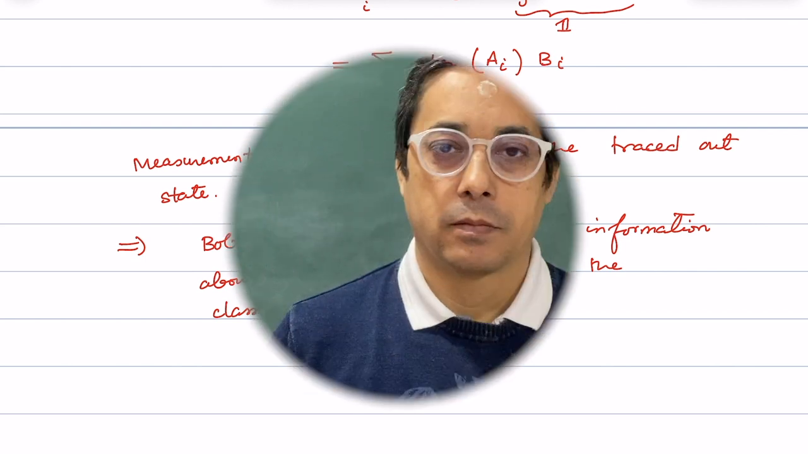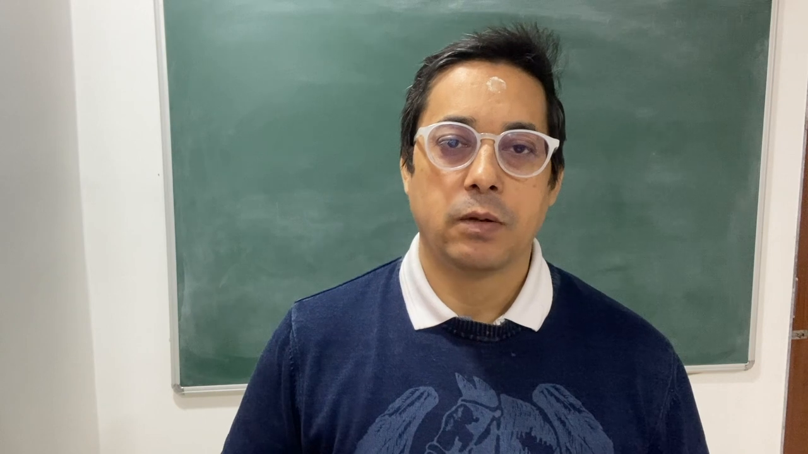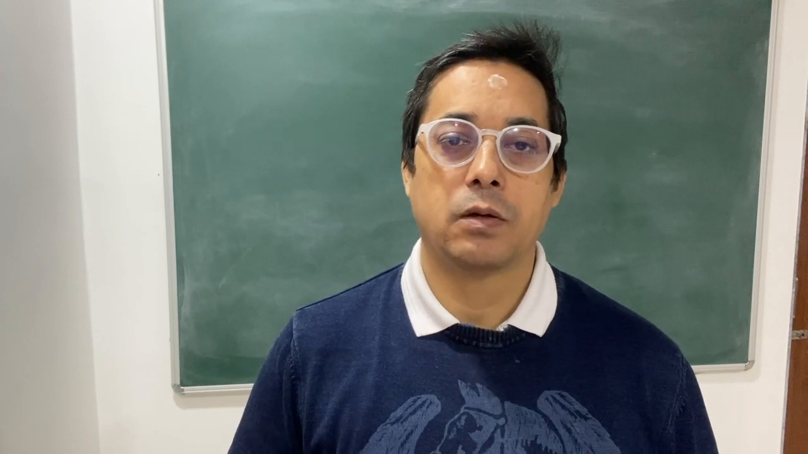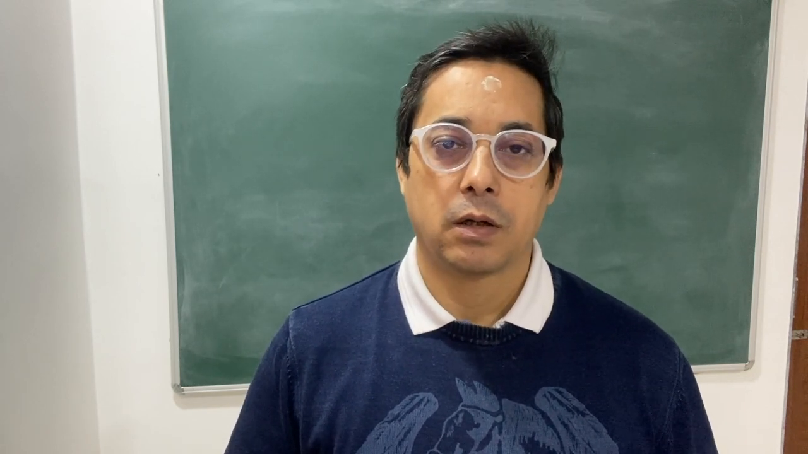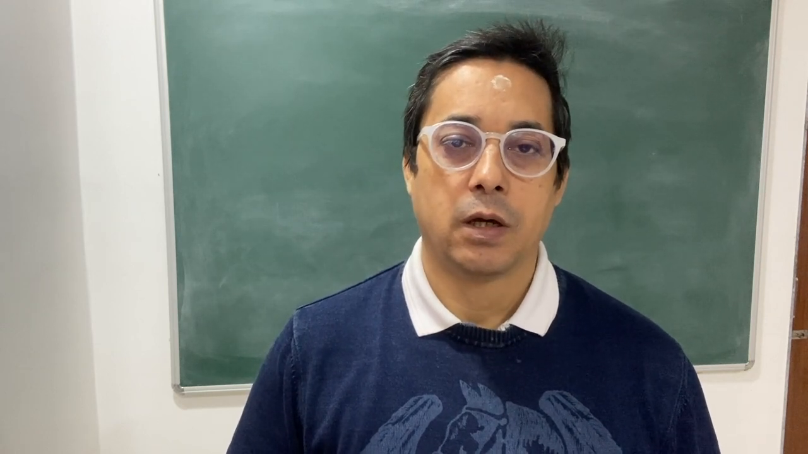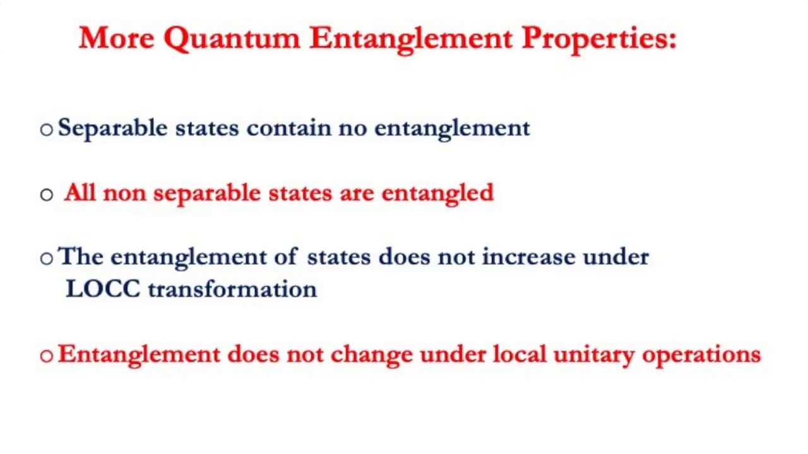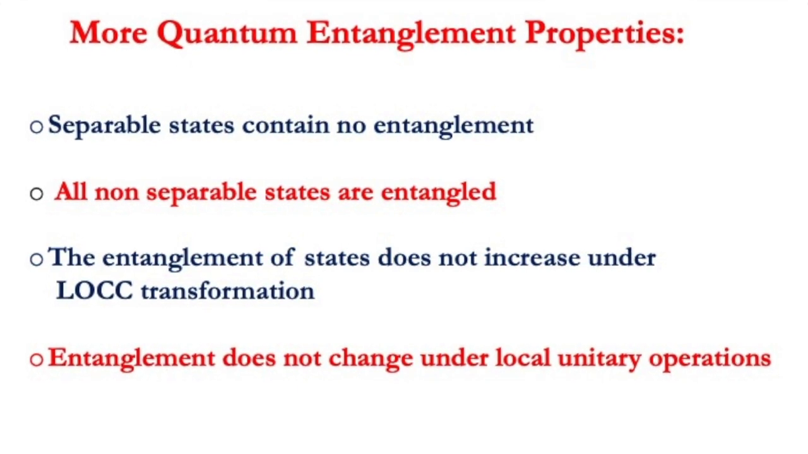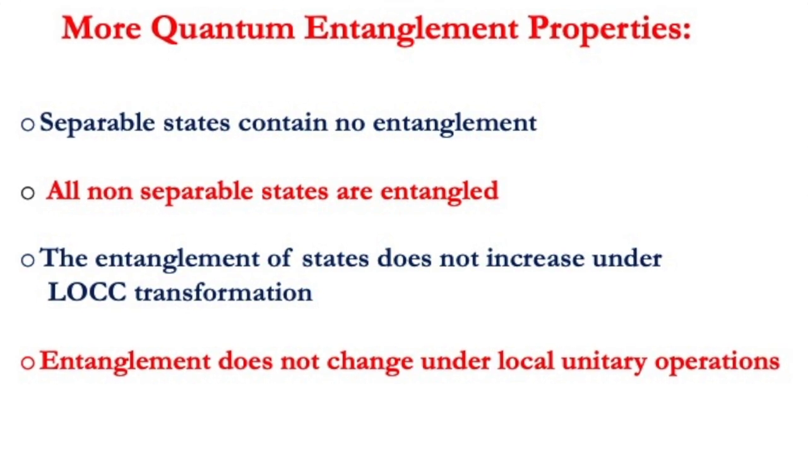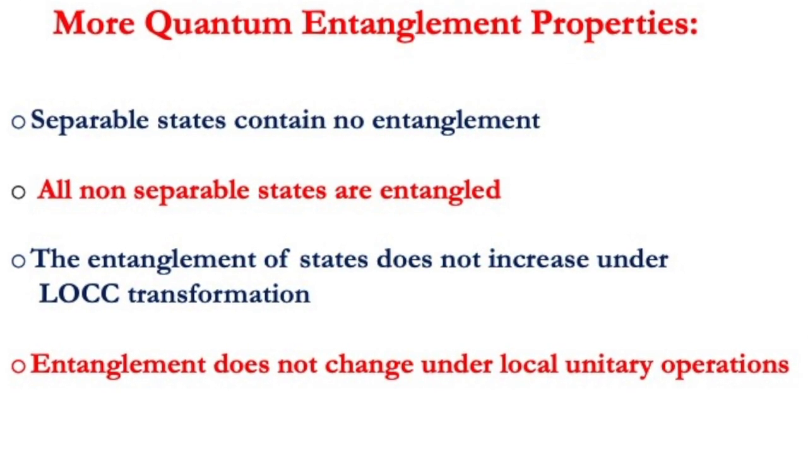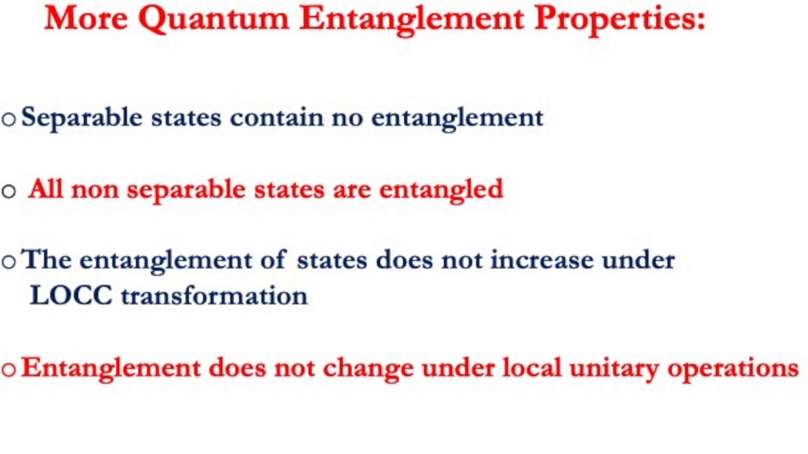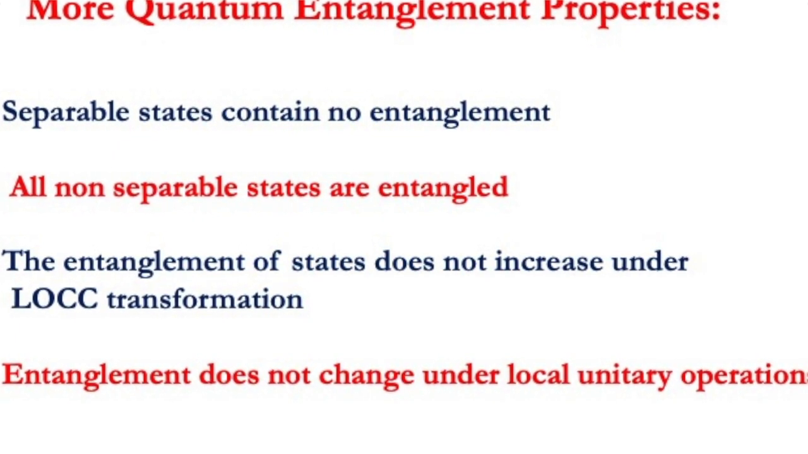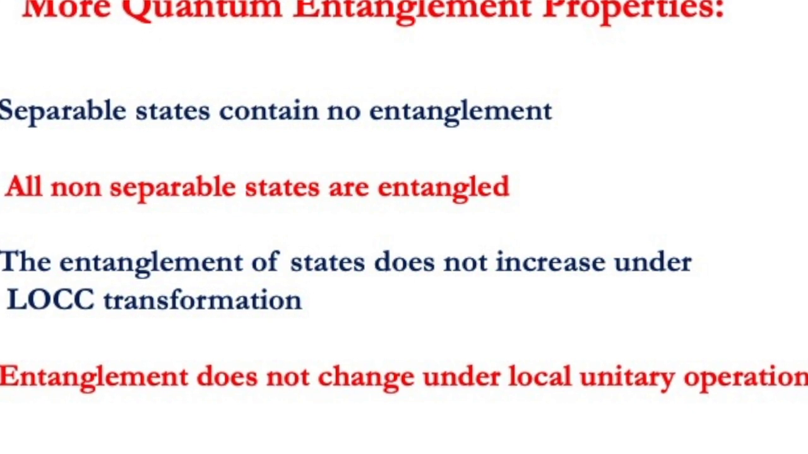This is a little bit technical. I hope you get it. Even if you did not get it, please don't worry. Just remember that entanglement does not allow instant communication between two parties. There are a couple more properties of quantum entanglement. Let me simply mention them. Separable states contain no entanglement. I think this is easy to understand. All non-separable states are entangled. The entanglement of states does not increase under LOCC, that is, local quantum operations and classical communication transformations. And finally, entanglement does not change under local unitary operations.